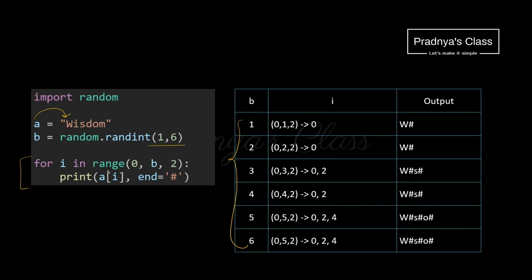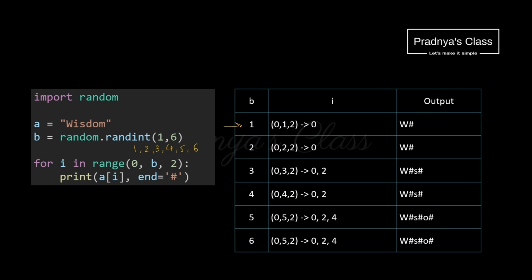Alright, let's check out the for loop. I is iterating over the values of B with the step 2. Using print, we are printing the characters from the string based on the value of I followed by hash symbol. Alright then, let's check out the individual values. Here are the possible values for B: 1, 2, 3, 4, 5, 6.